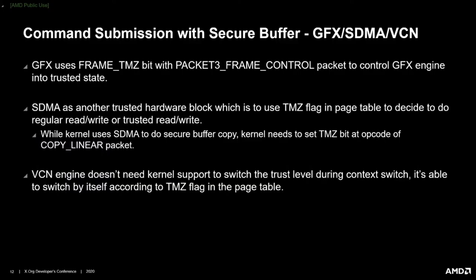A VCN engine doesn't need kernel support to switch the trusted level during the context switch, because it's able to switch by itself according to the TMZ flag in the page table. That will be smoother while we are doing video playback on the secret buffer.